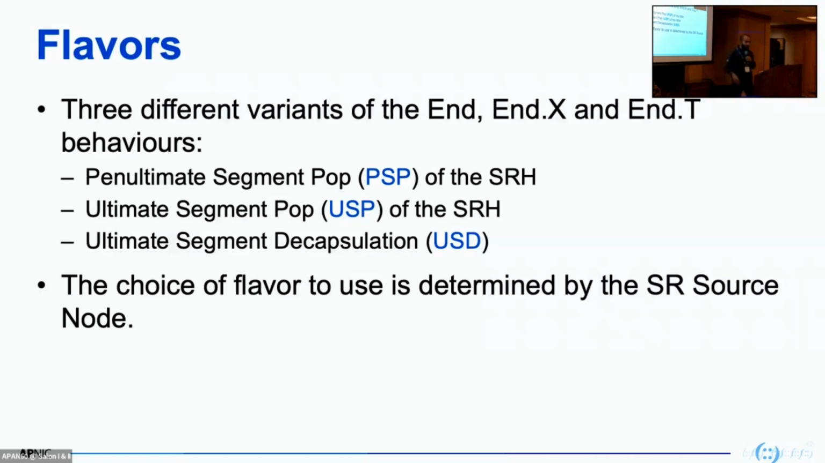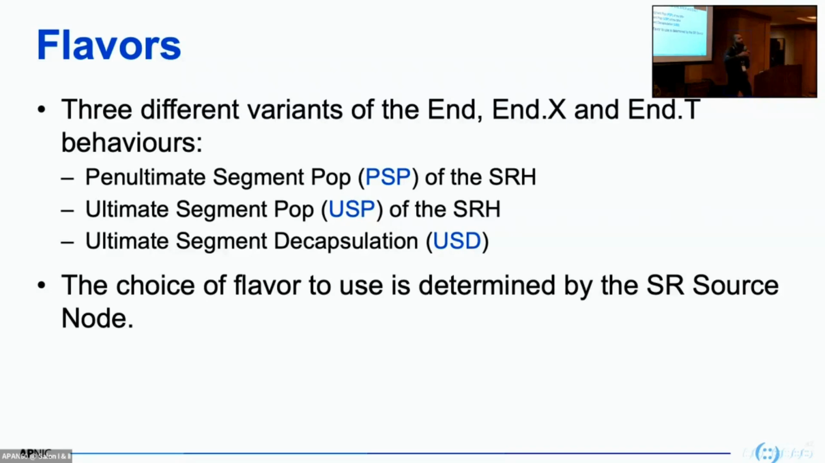And the next one is I want the last node not just to remove the segments or segment routing header, but also check the destination information in the payload and then look at the routing table and then take a decision. So this is like decapsulation. And the decapsulation means you also want the routing table lookup as well. So this is like USD. It's not US dollars. Yeah, so the choice of the flavors is decided by the source.